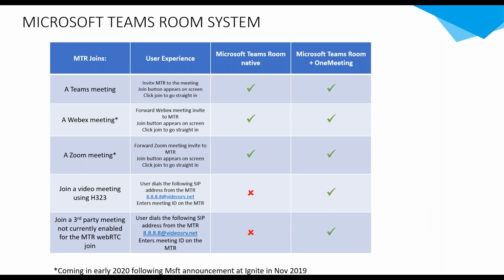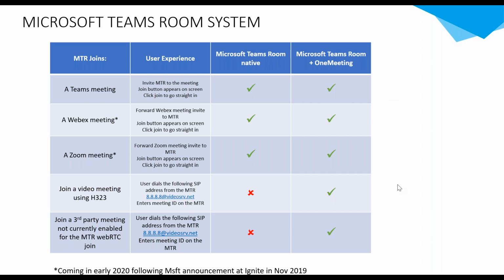Where OneMeeting can help with Teams room systems is that if you need to join a video conferencing meeting that only offers H323 join, then OneMeeting can help with that. And we can also allow you to join any third-party video meeting that's not currently enabled or that Microsoft have not offered native integration with.